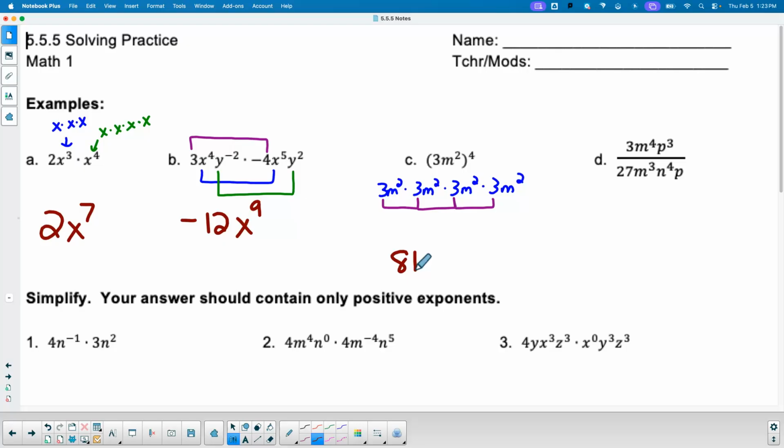Got 2 m's, then I got 2 more m's, then I got 2 more m's, then I got 2 more m's. So all told, how many m's do I have? 2 plus 2 plus 2 plus 2, 8. I got 8 m's.